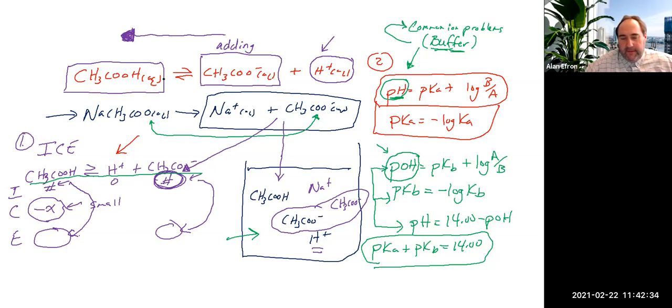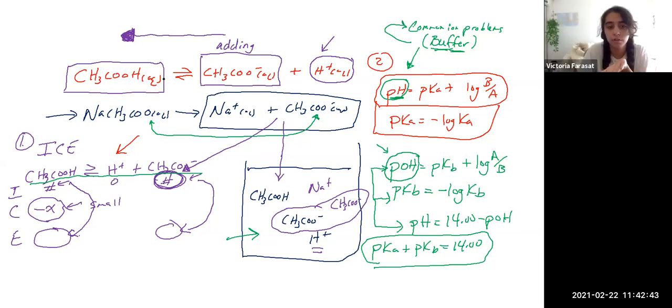For the Henderson equation, for the conjugate base over the acid, we would put the number of the salt over the number of the acid.